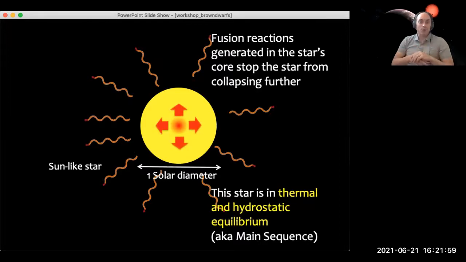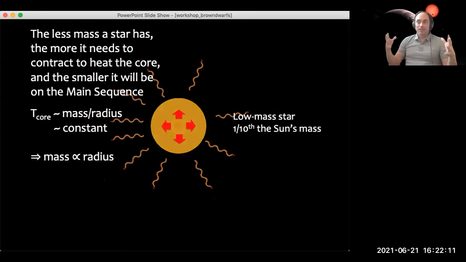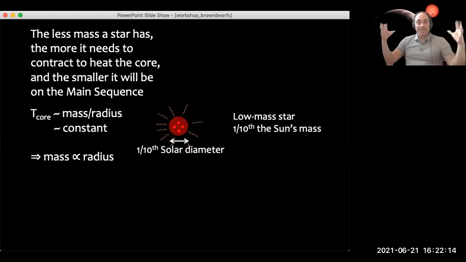Now, this would be the case for a normal sun-like star. Now imagine instead of starting with a sun mass worth of material, we start with a tenth of a sun mass worth of material. Well, in that case, if you only have a tenth of the mass, one thing to remember is that gravitational potential energy depends on mass. In fact, it depends on mass squared. And so if you decrease the mass of the object, you're not transferring as much energy into the core of the star. So it's not going to get hot as fast.